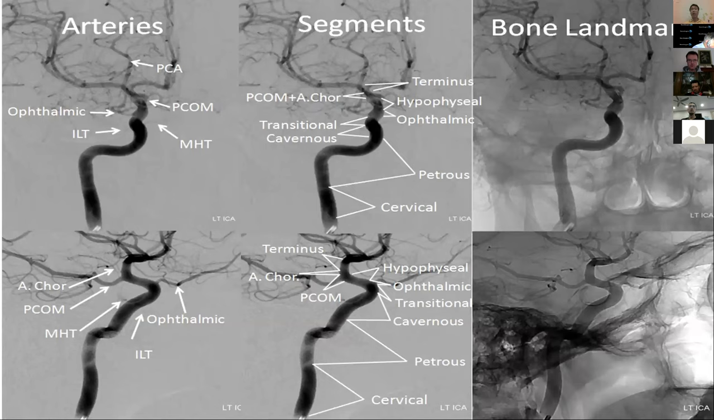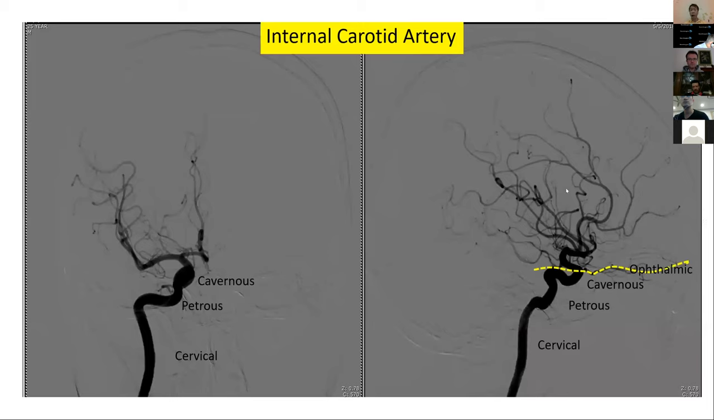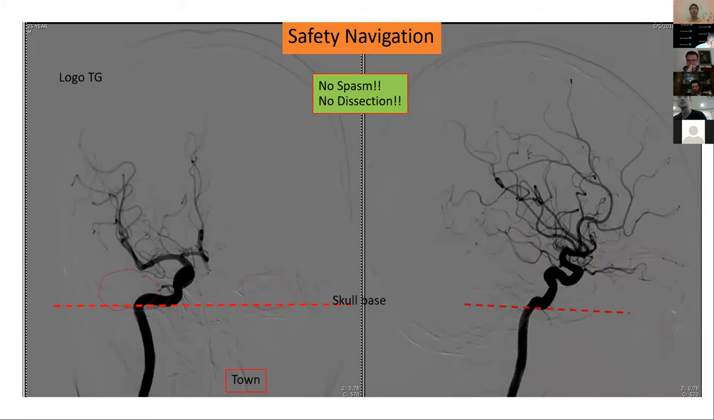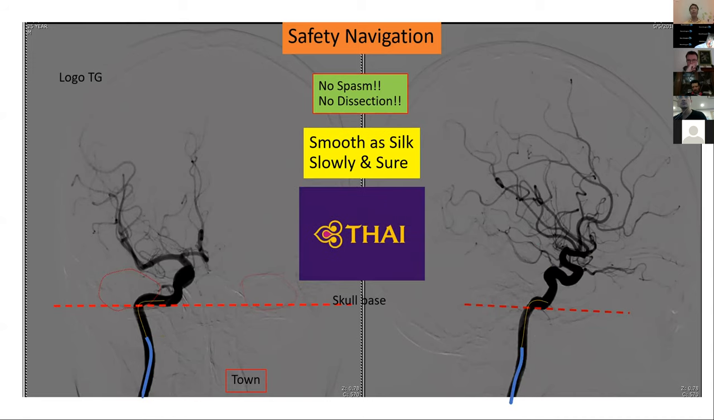This is the location of the segments of the ICA that we know before. Many segments relate to anatomy and the branches that arise from the ICA. In this case, I want to point out that the ophthalmic artery divides the intracranial part and extracranial part of the ICA. From the ophthalmic artery, we can notice that the branch on the opposite side and slightly higher is the PCOM, then the anterior choroidal artery. If we select it, use the lateral view, and we need to smooth the catheter like a high airway. So this prevents spasm or dissection.